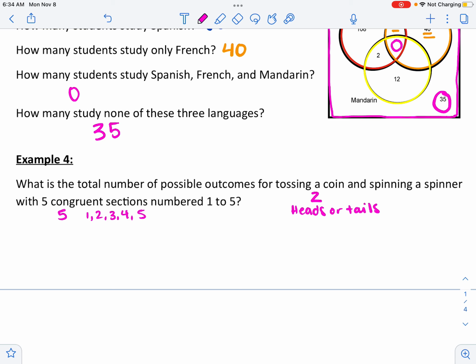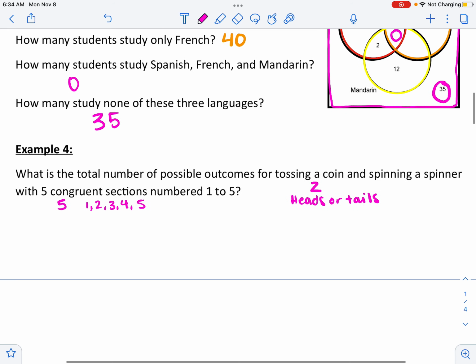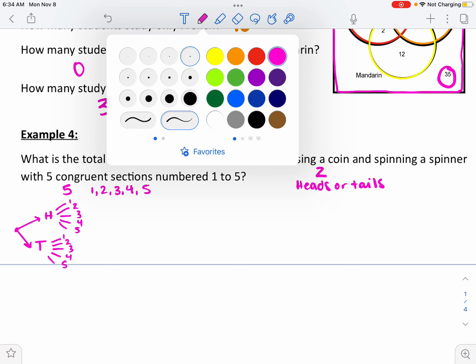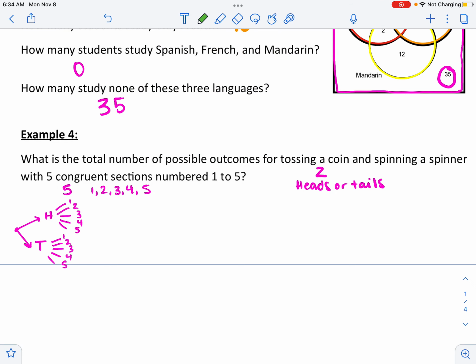So I could draw a diagram here and give every possible outcome that could happen. So I could either get heads or I could get tails. And then from there I could get the spinner of 5 for each of these. Like I could do any of the 1, 2, 3, 4, or 5. And so at the end, you can find your total number of outcomes by just counting the last branches. So I've got 1, 2, 3, 4, 5, 6, 7, 8, 9, 10.